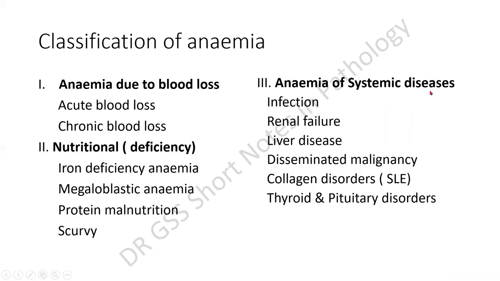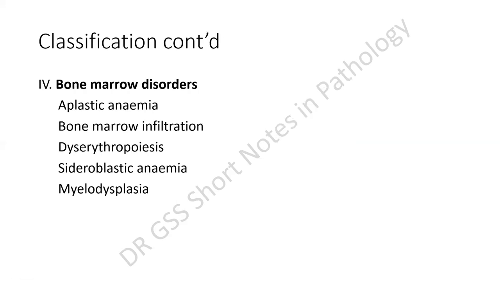Sometimes anemia is due to systemic diseases such as infections, renal failure, liver diseases, for example cirrhosis, disseminated malignancy, collagen disorders such as SLE, thyroid and pituitary disorders. So these directly have got nothing to do with hematopoiesis, but then can be a cause for anemia.